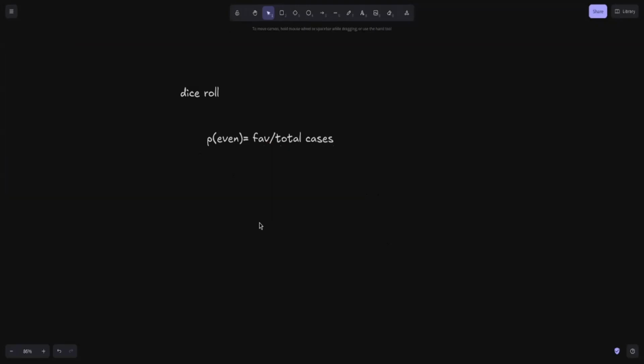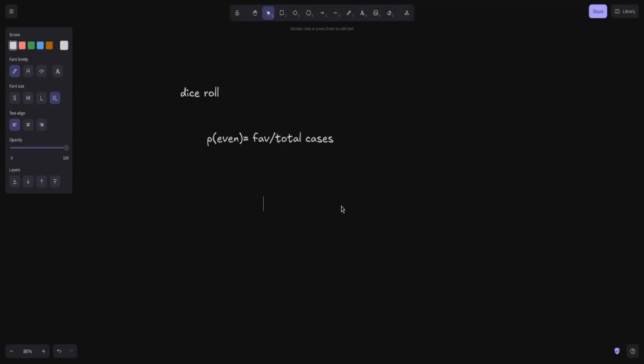So now what are the total cases for dice roll? It can be 1, 2, 3, 4, 5, 6. So it will be 6 below, and favorable cases is what? Number of times it is even. So number of times it is even is 2, 4, 6. So 3. So my answer will be 1 by 2.